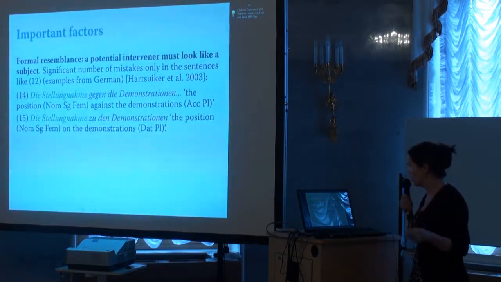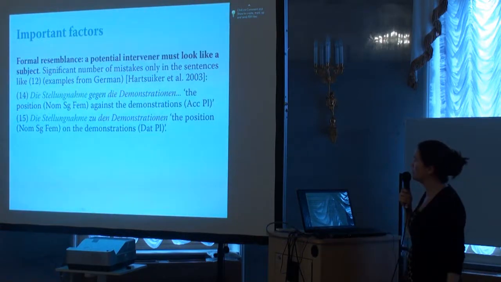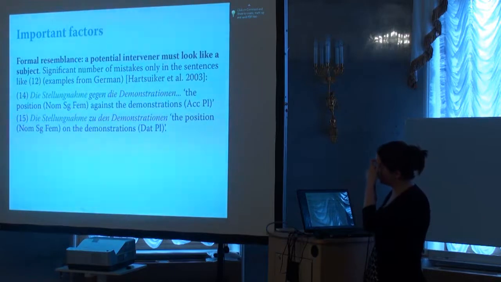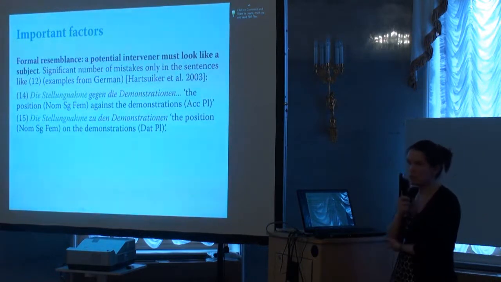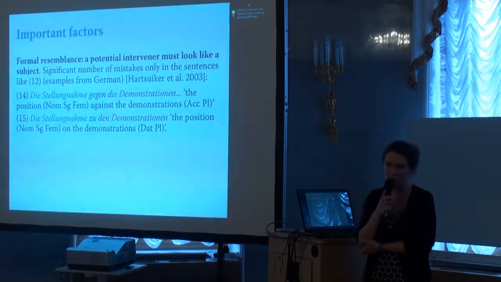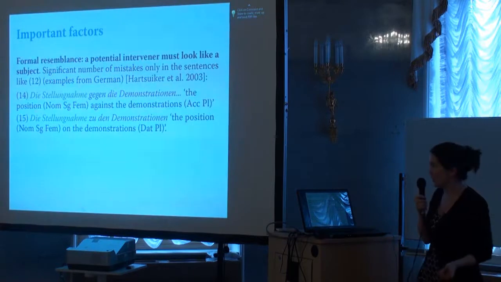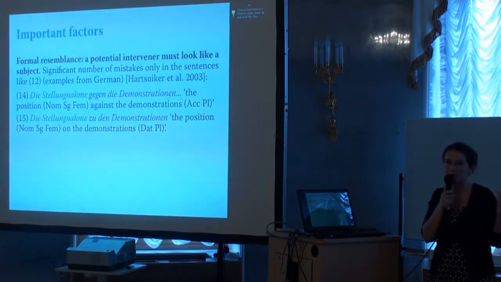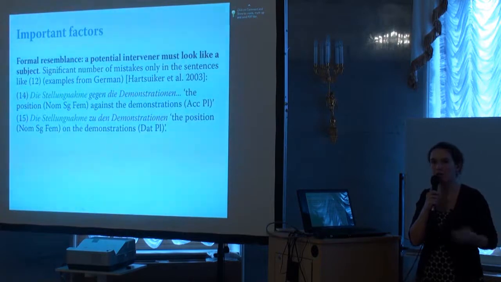In the sentence that starts with die Stellungnahme gegen die Demonstrationen, the attractor die Demonstrationen is in accusative plural, and the form coincides with the nominative plural. And in 15, die Stellungnahme zu den Demonstrationen, the attractor den Demonstrationen is in dative plural, and this form does not coincide with the nominative plural. And you have much fewer mistakes in production, and they're more noticeable in comprehension. So, if we put it informally, the attractor must look like a subject for agreement mistakes to be frequent in production and to be less noticeable in comprehension. We will actually come back to that later in one of our experiments on Russian.